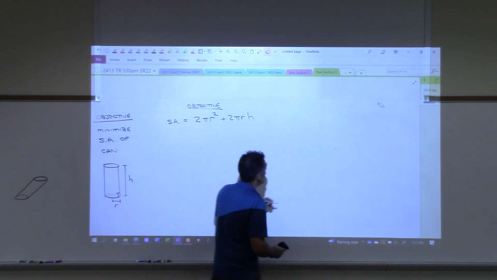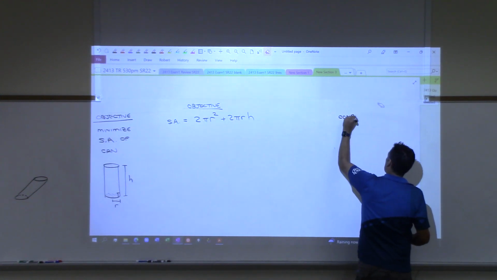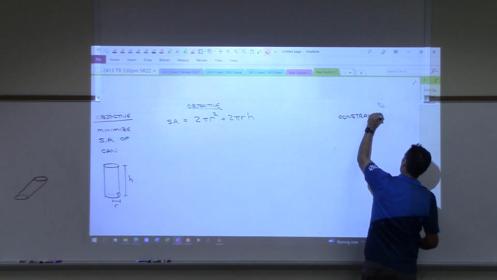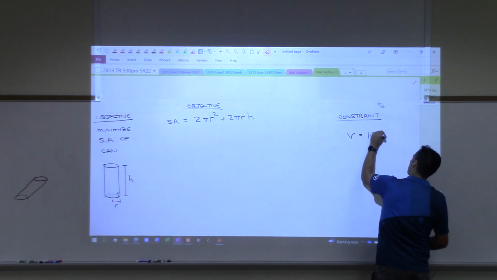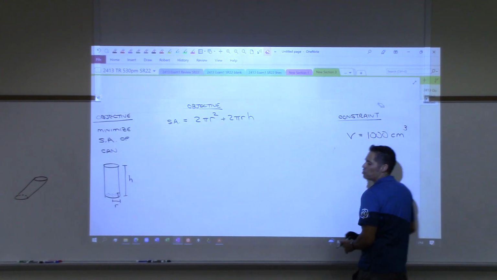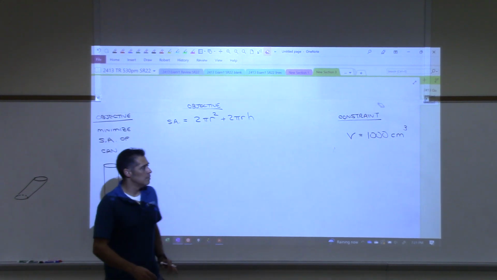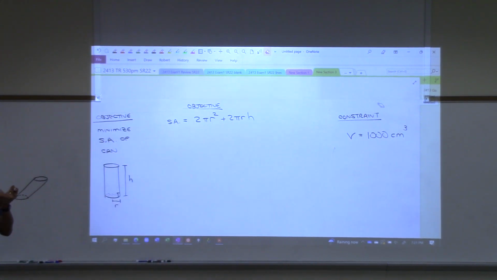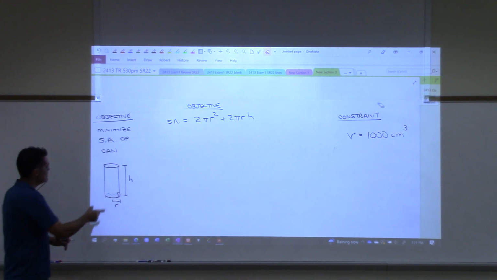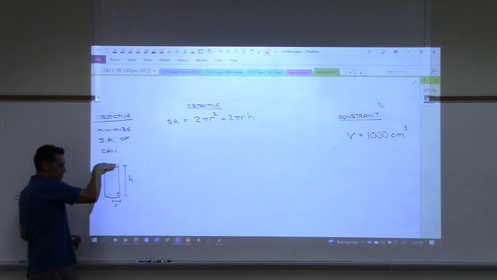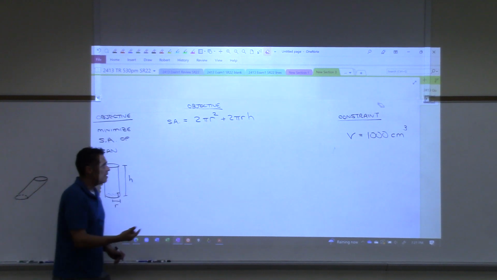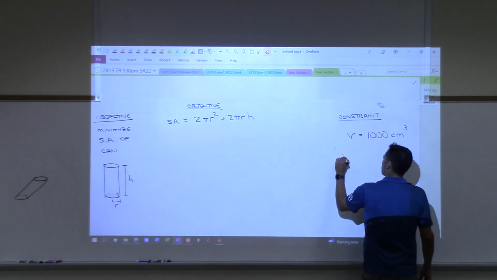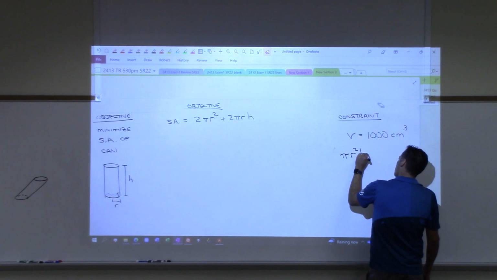The constraint. Okay, can this can be any can we want? Is there some sort of restriction on it? Volume of 1,000. The volume has to be 1 liter or 1,000 cubic centimeters, right? So we're going to measure everything in centimeters in this problem. That's our constraint, right? But we know the formula for volume. It's the area of the top piece, pi r squared, times how deep it is, h. So this formula is pi r squared h equals 1,000.